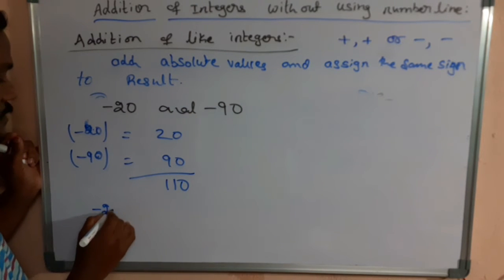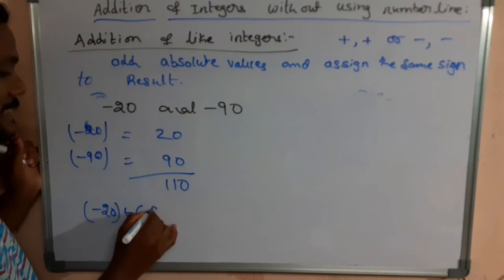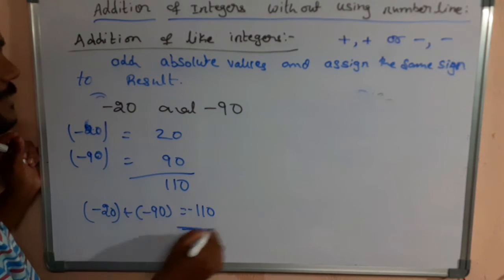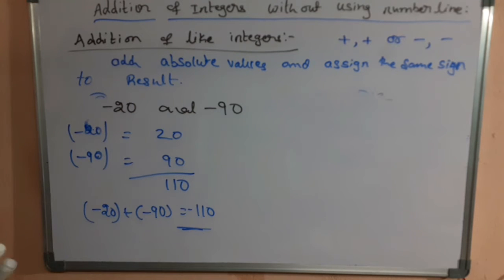That means minus 20 plus minus 90. On doing this, you are going to get minus 110. Minus 110. Same sign that we have to add.